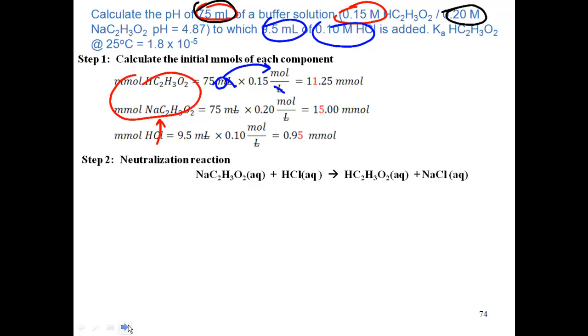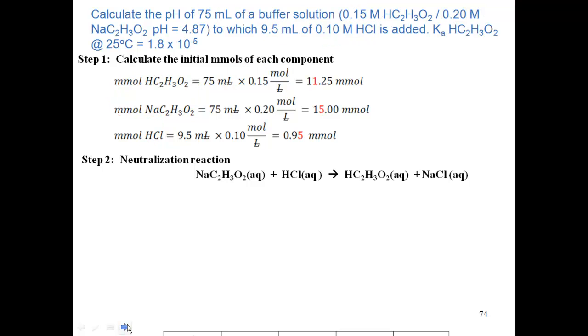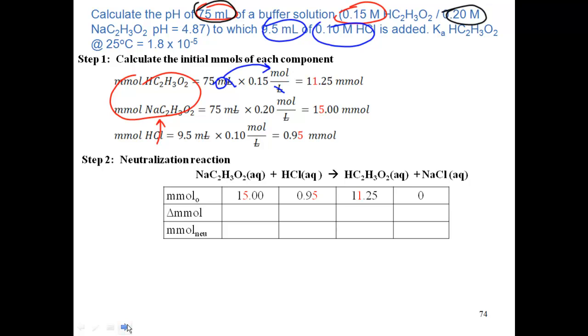Now I write a table. It's not an ICE table, but it's a change in millimoles table. So I'll write my table. I got millimoles to start with. We calculated 15 millimoles of sodium acetate. We calculated 0.95 millimoles of HCl. And we calculated 11.25 millimoles of acetic acid. And since sodium chloride is nowhere in the problem to start with, we have 0 of that. That's a product that's being formed from this neutralization.